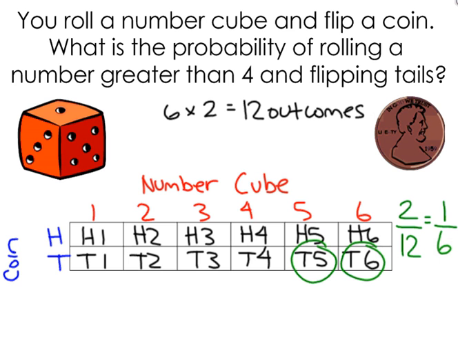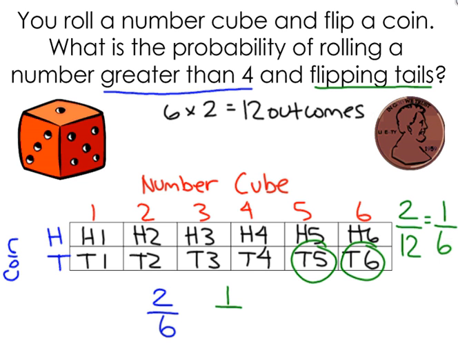A second way that I'm going to show how to get the 1 out of 6 that doesn't involve sketching a tree diagram or a chart is to use kind of a simple formula to represent getting to that number. So if I just look for probability of a number greater than 4, the probability of rolling a die and getting a number greater than 4 would be 2 out of 6, because that's either a 5 or a 6. Then the probability of flipping tails would be 1 out of 2.